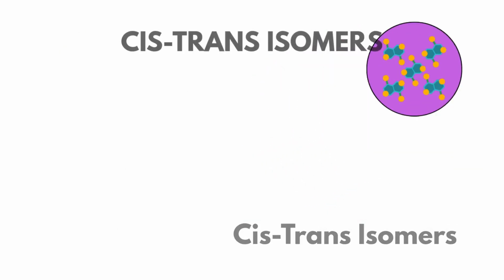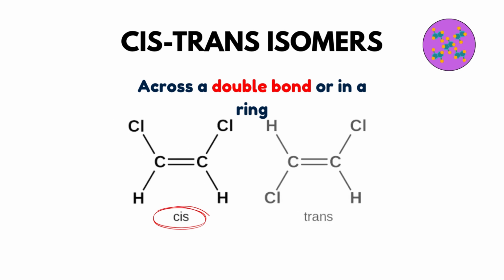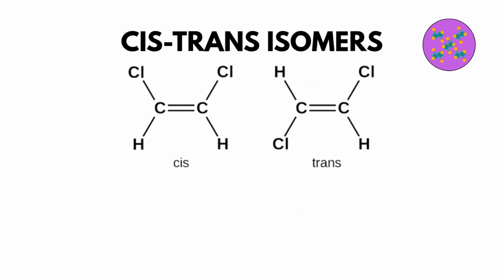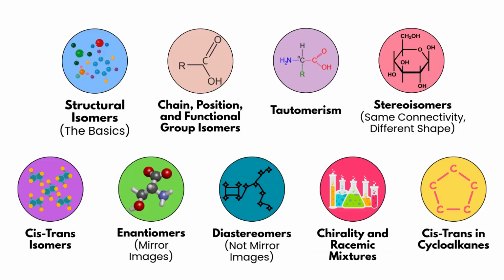Cis-trans isomers. Across a double bond or in a ring, groups can be on the same side, cis, or opposite sides, trans. Cis-trans differences affect polarity, boiling points, and even biological activity.